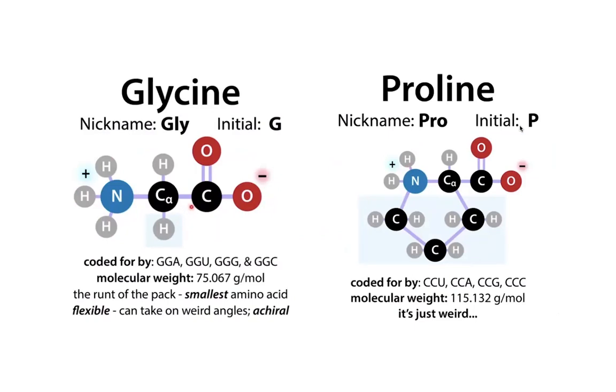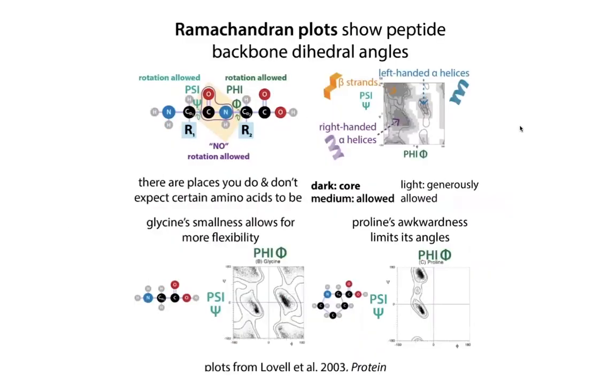And so basically it's going to be able to take on a lot more different angles. So if you were to look, you would see that glycine could be in a lot more different places, and proline is going to be in more constricted places. But you'll also see it in places where you wouldn't want to see other amino acids, because it can take on some kind of awkward angles, but constrained awkward angles.